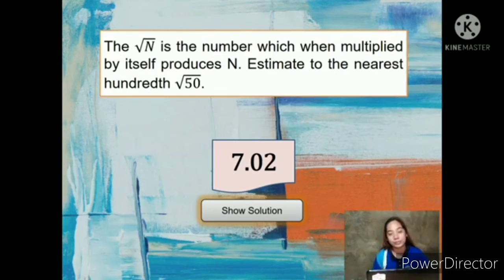So, good day everyone. I am Aisa Soriano, the last reporter or presenter of this group. So, here is the question. The square root of n is the number which when multiplied by itself produces n. Estimate to the nearest hundredths. The square root of 50. So the answer is 7.02.